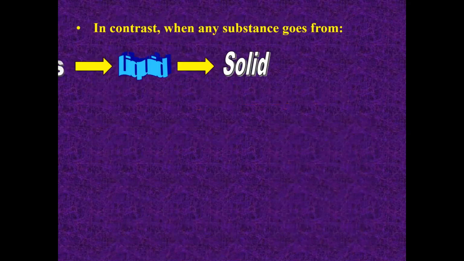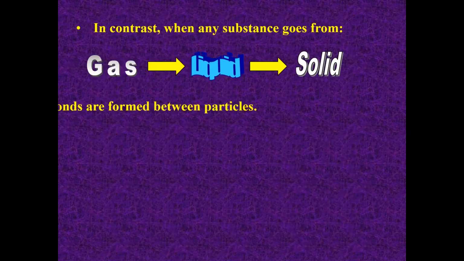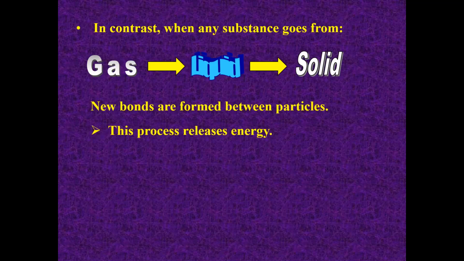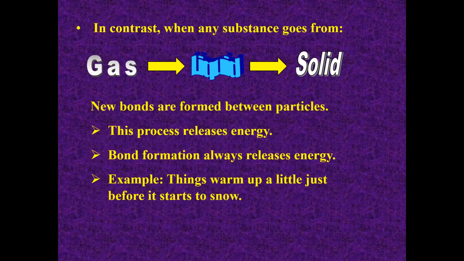In contrast, when a substance goes from gas to liquid to solid, new bonds are formed. This process releases energy. Things warm up just a little bit before it starts to snow, because things are going to go from a liquid to a solid, snow.